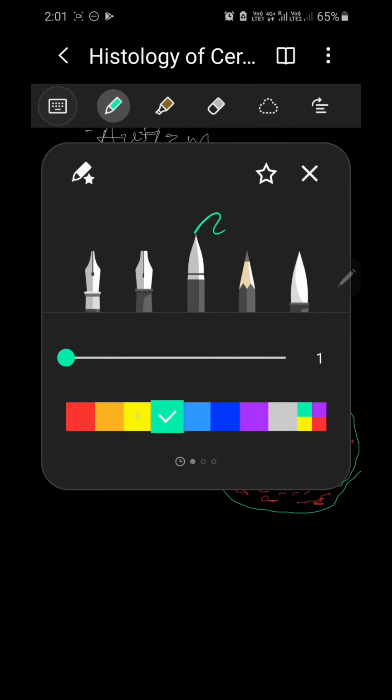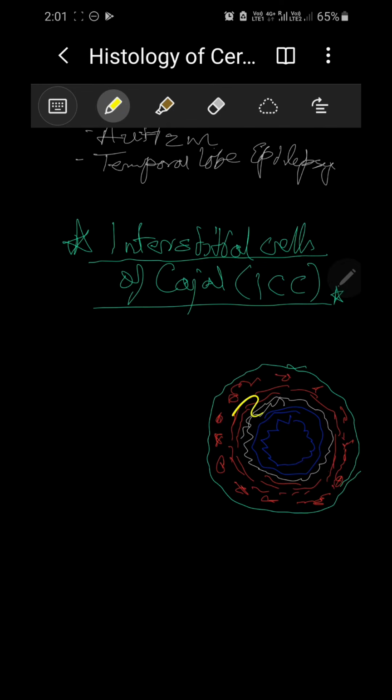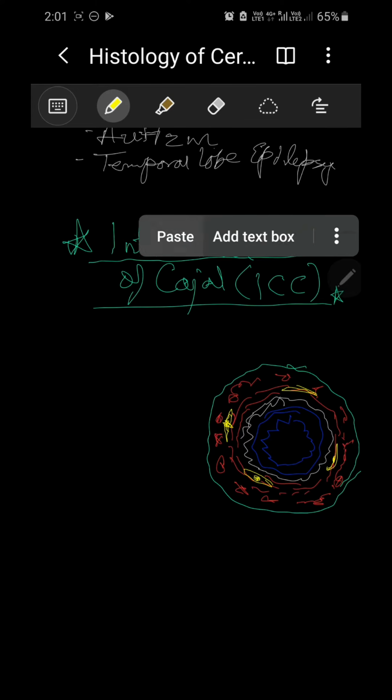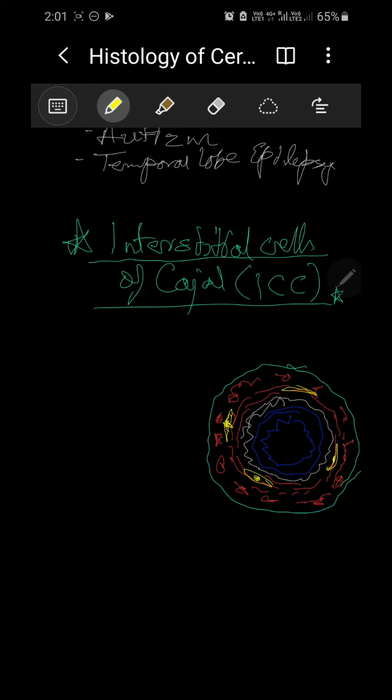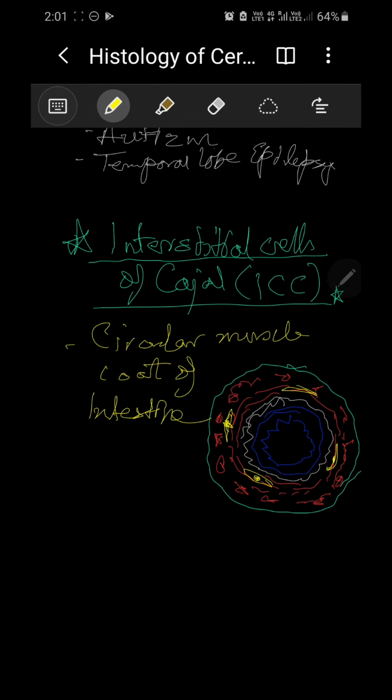Now the important thing which we are going to discuss is about these cells. Now these cells are again fusiform cells. Remember, these are the interstitial cells of Cajal. If they ask where do you find the interstitial cells of Cajal, the answer will be, remember, you find them in the circular muscle coat of the intestine. This is the site where you find interstitial cells of Cajal.